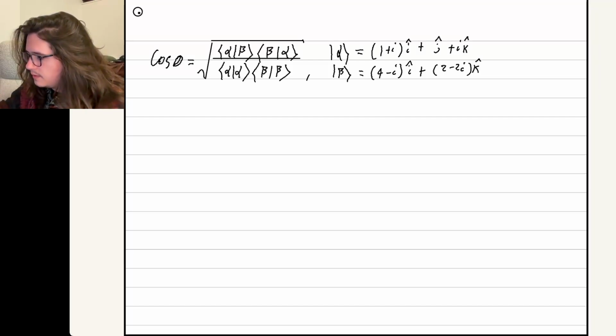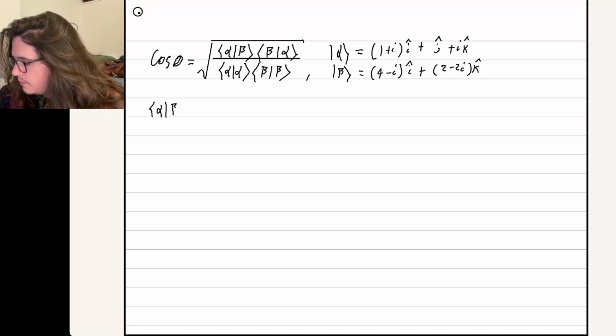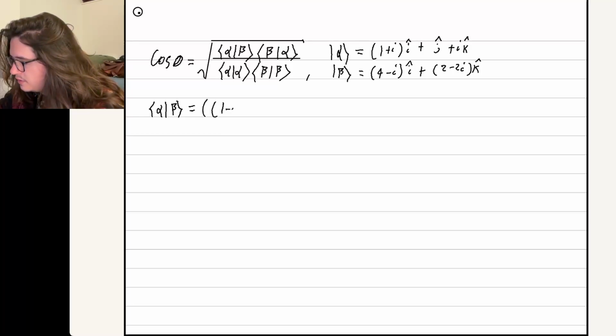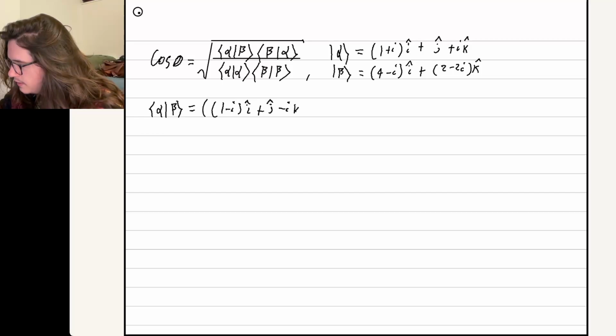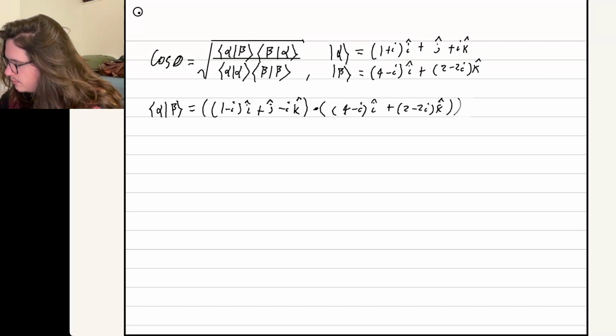So let's just do one inner product at a time. Starting with the inner product of alpha with beta, which remember is just the dot product of the complex conjugate of alpha with beta. So this is going to be (j hat minus i k hat) dot ((4 minus i) hat plus (2 minus 2i) k hat). That should be enough parentheses.